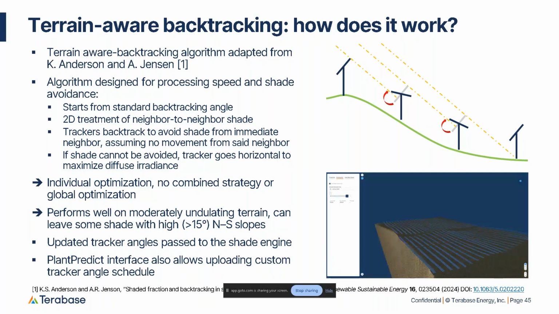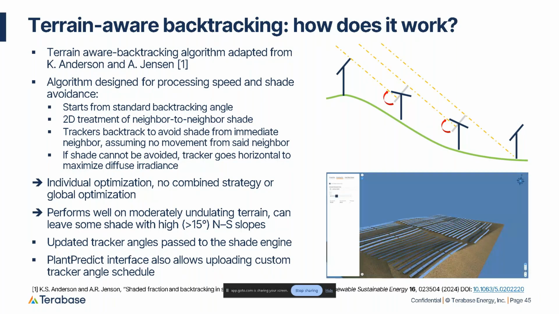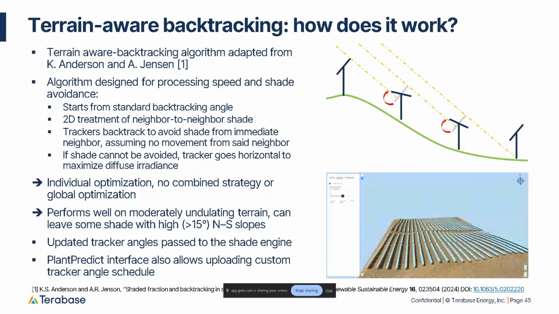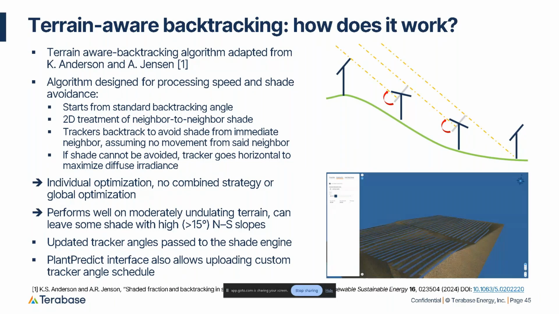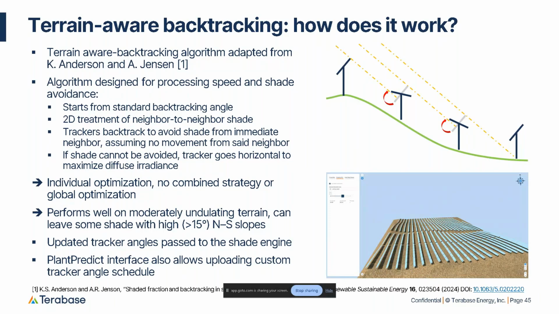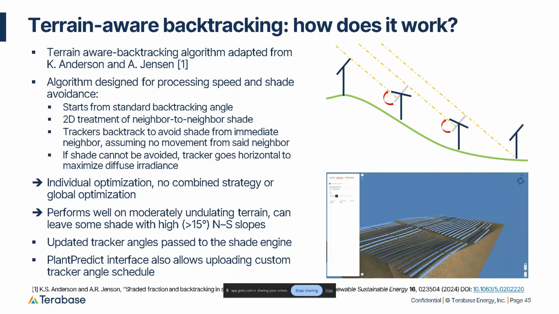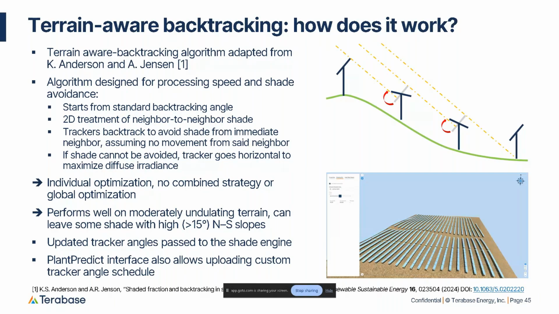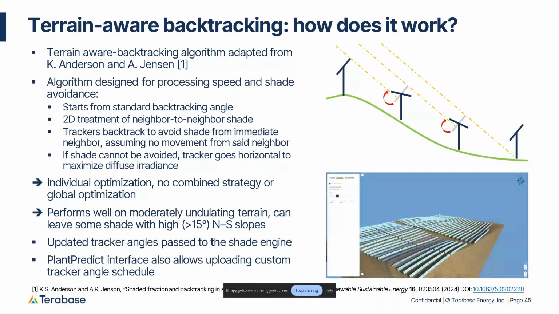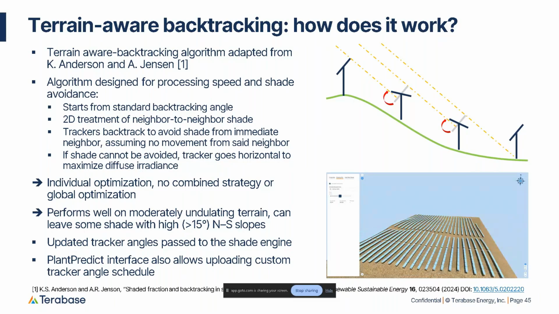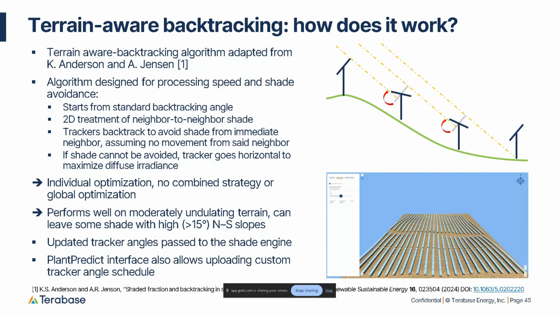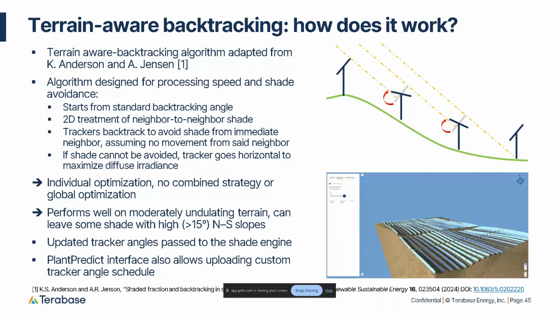So we start from the standard backtracking angle for all the trackers. We do a 2D treatment of the neighbor-to-neighbor shade, and if we detect that there's going to be shade on another tracker, it's going to backtrack just enough to avoid shade from its immediate neighbor, assuming that that neighbor does not move. And if shade cannot be avoided, the tracker goes horizontal to maximize the diffuse radiance. That means that it's an individual optimization. There is no combined strategy across the field or global optimization.